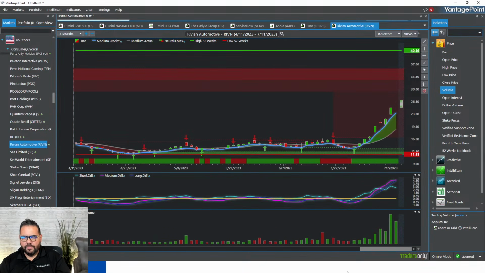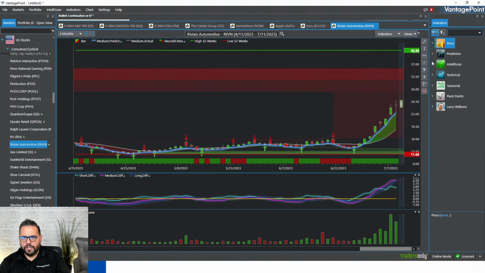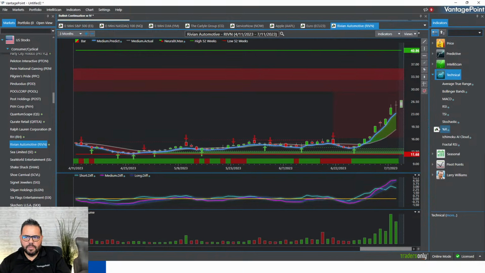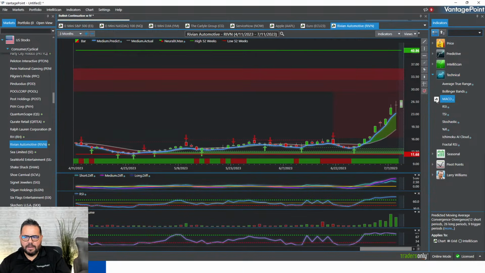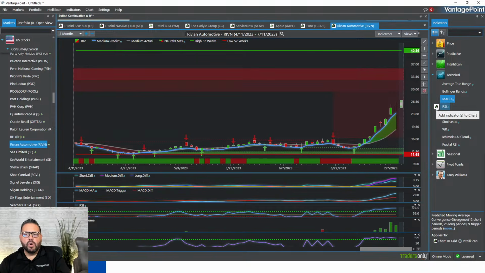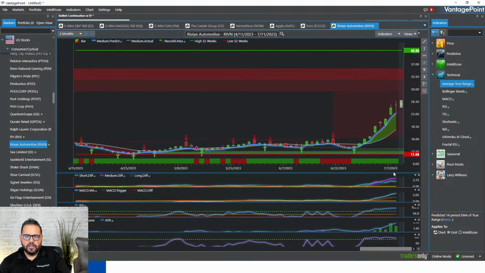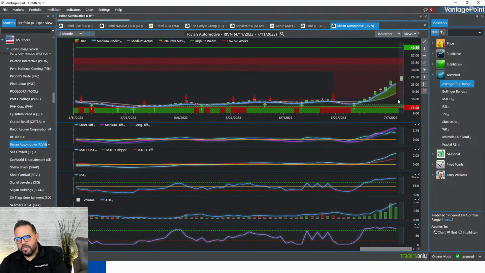Well, I can put on my volume and see I've got bullish volume building. I can go put on some momentum indicators like percent R, RSI, MACD. I can pop multiple indicators on here to get a good assessment. Now, not all these indicators come right out of the box. Obviously, some of these are add-on indicators because not everybody trades with these indicators. So they are certainly indicators that you can add to your VantagePoint software, but they are predictive indicators.